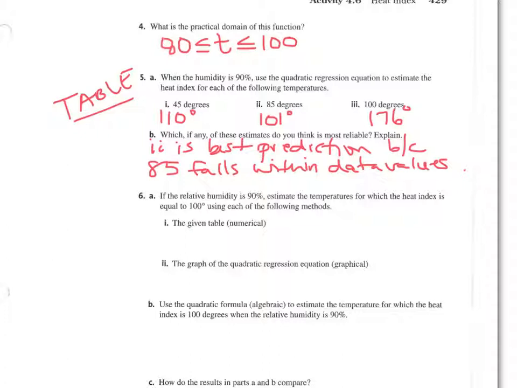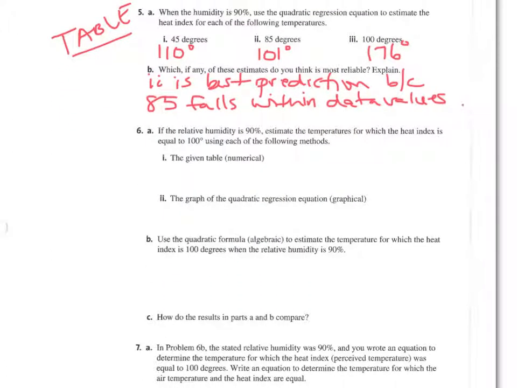Okay, if the relative humidity is 90%, so again, they're just saying if this is when we get this heat advisory, estimate the temperatures for which the heat index is 100, using each of the following methods. So first they want us to do it using the table. On the table we want to find when H, or I'm calling it Y because it's the output, when Y equals 100. You'll find that that happens when the temperature is about 48 or 84.